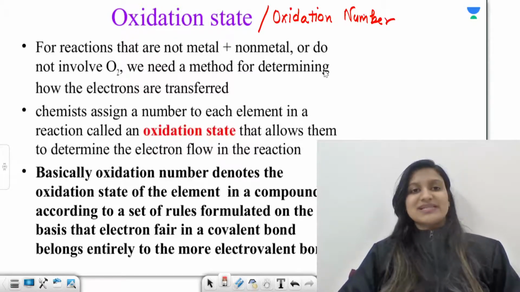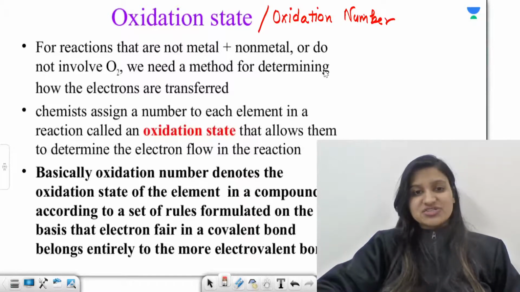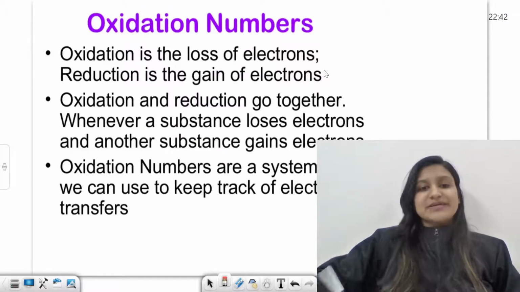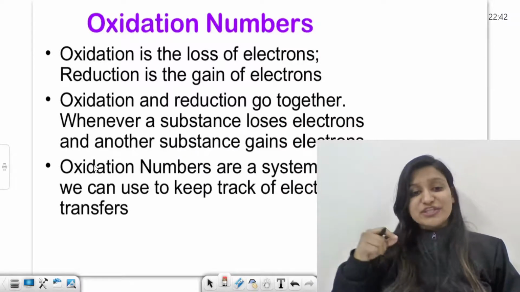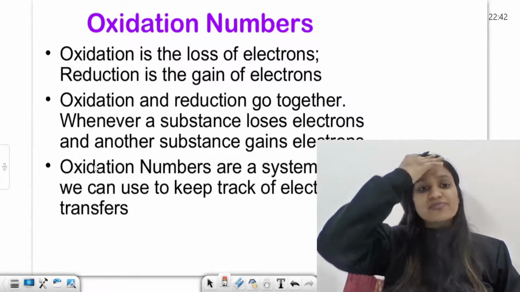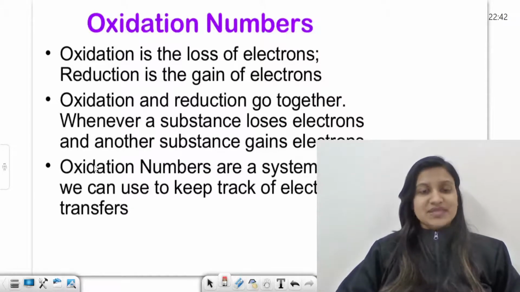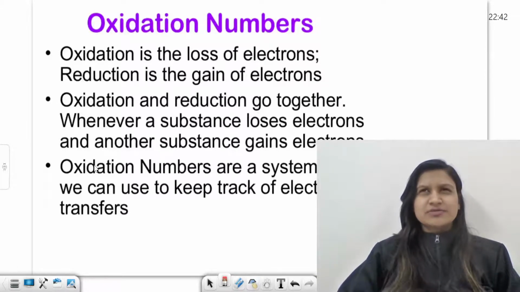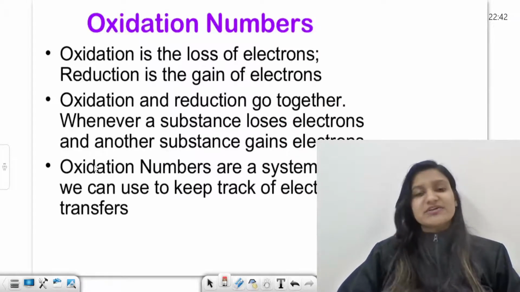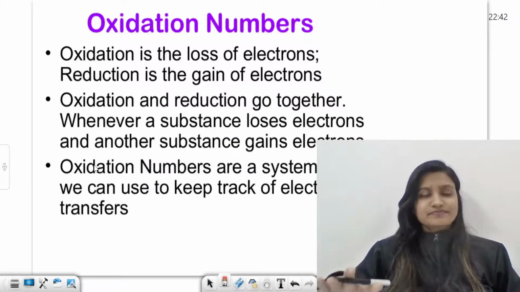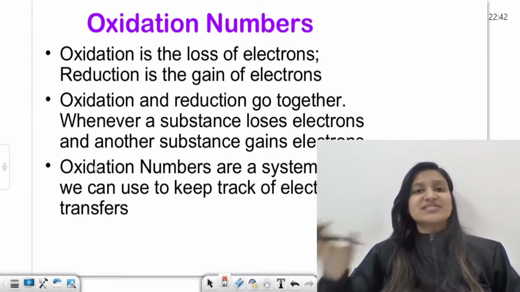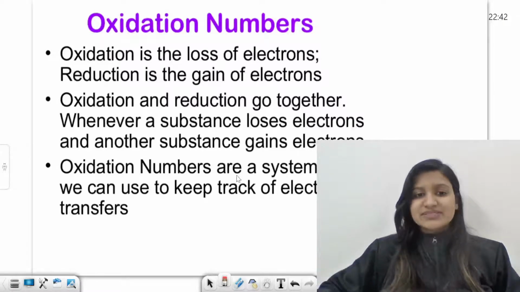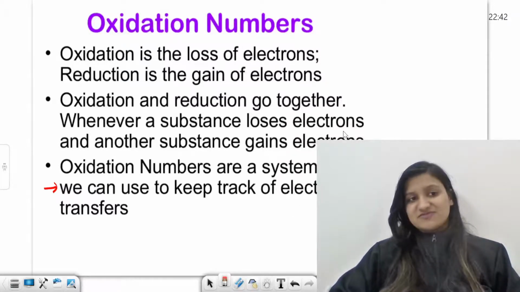Let me tell you what oxidation state or oxidation number refers to. Oxidation numbers are a system that we can use to keep track of how many electrons are transferred. This is a very basic definition: if you know the oxidation number, then you can tell how many electrons have been transferred.